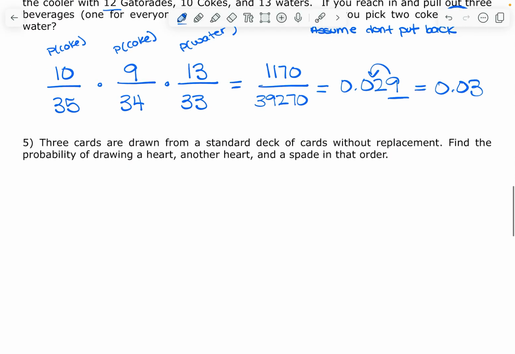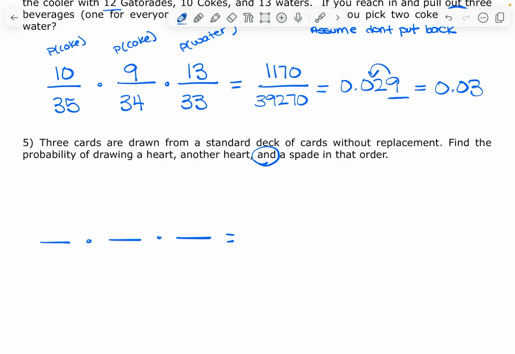All right, let's look at this last one. 3 cards are drawn from a standard deck of cards without replacement. Find the probability of drawing a heart, another heart, and a spade. Okay, so and again tells me multiplying. And I need to figure out how many fractions I'm multiplying. It tells me I'm drawing 3 cards, so we're gonna do 3 of them. 1, 2, 3.